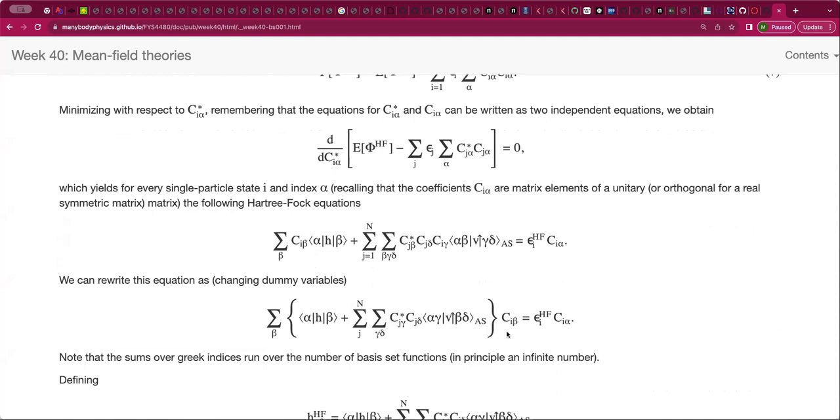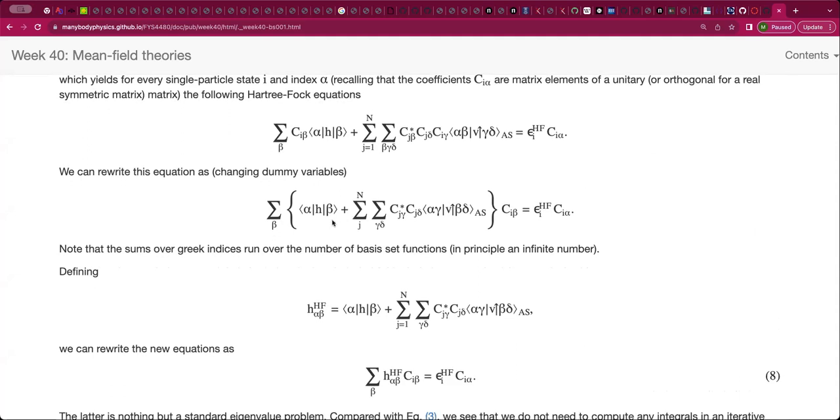So this is what we end up with, these terms here. And then we can rewrite everything, as you can see here, with an outer sum over beta. So we can isolate that one. And then, because these are just dummy variables, we can call them whatever we want. And here what I did was to rewrite the equation we had, not assuming that this one is diagonal in alpha and beta.